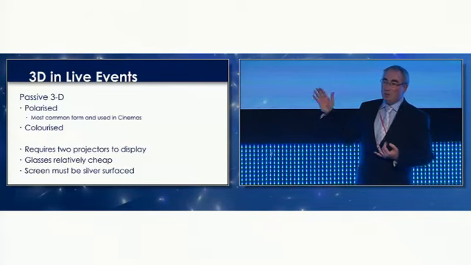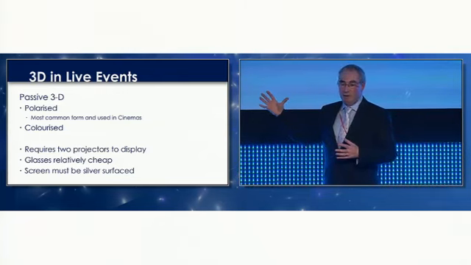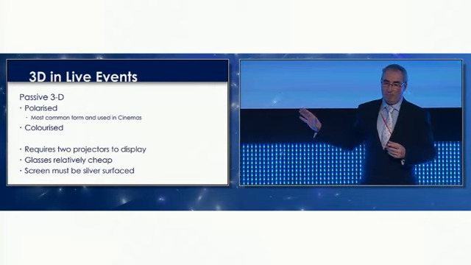But in order to display the 3D, you will have to have a silver surface screen because you cannot disrupt the polarized light, the polarizing effect. It has to stay intact, and it will only work on a specific silver surface. So on this sort of surface, you won't get a 3D effect.